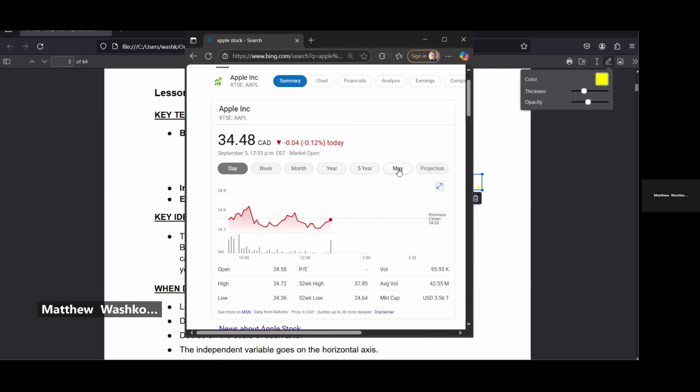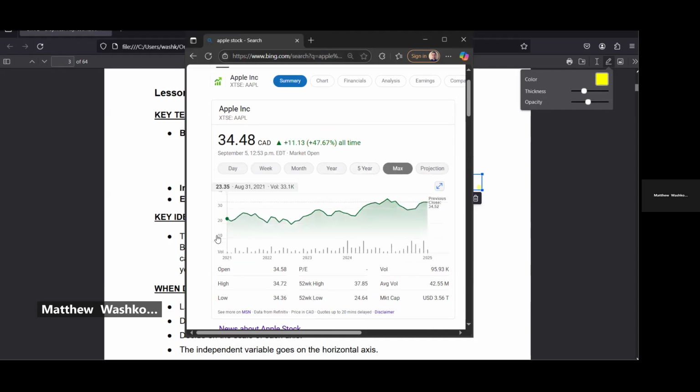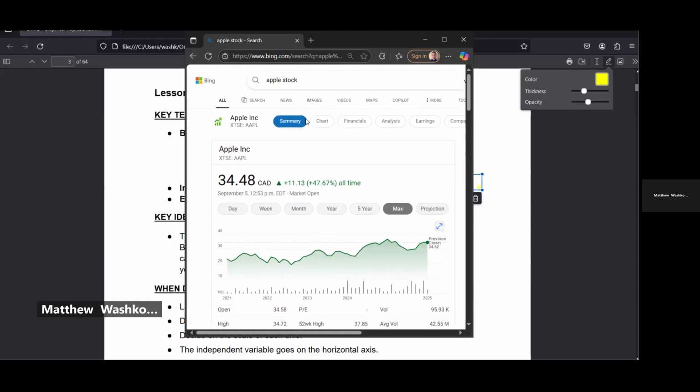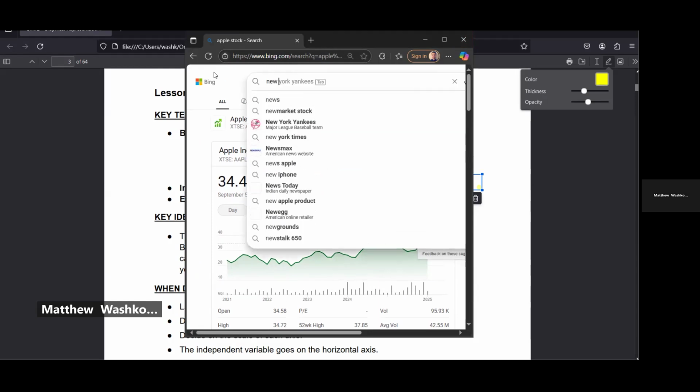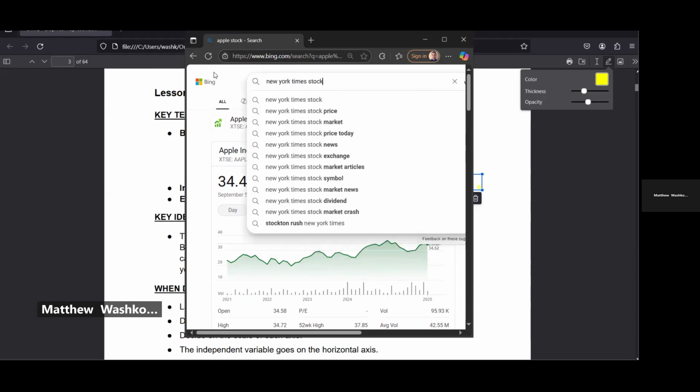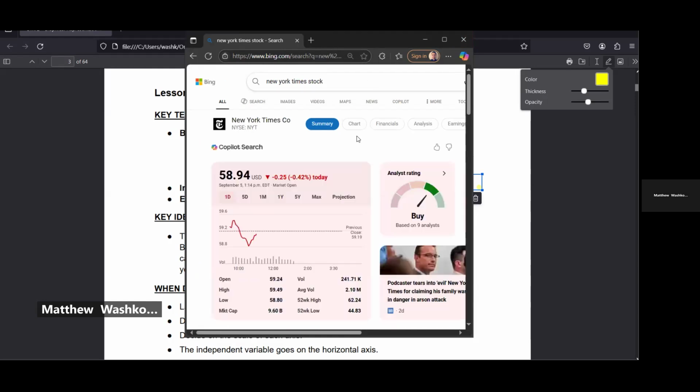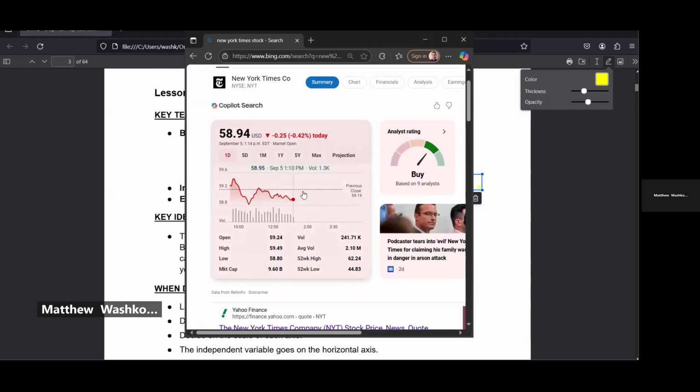Here is the Apple stock. Let's go to max. So in the last 5 years, what's the trend? Oh, it's going up a little bit, right? So that's what a trend is. If I were to show you, let's say, New York Times stock, I'm just using this as an example. Oh, it's trending downwards. Oh, never mind. No, it's not.